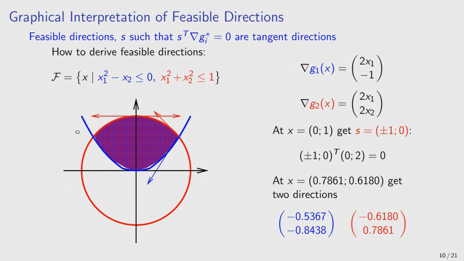And at (0, 1), for example, I get the directions that are plus and minus 1. That's just evident because at that point, I only need to look at this constraint. And at (1, plus minus 1, 0), so those are these two points here, I get (0, 2). At this point, I get these two directions. Okay, so they're not hard to derive.